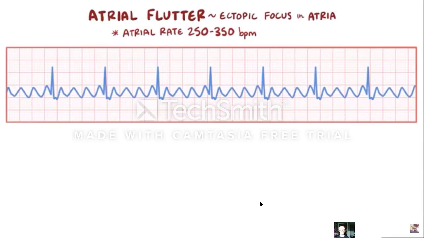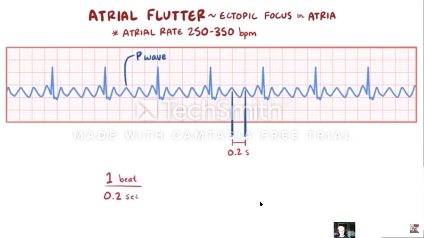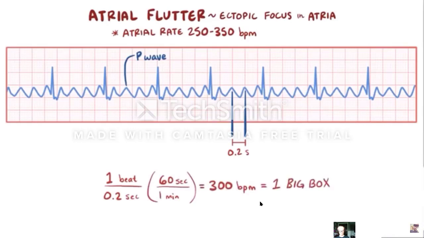To calculate the atrial rate, you can use the same methods as before, except you look at P waves instead of R waves. If one P wave starts on a heavy line, and the next P wave starts on the next heavy line, or 0.2 seconds later, then again you've got 1 beat for every 0.2 seconds. And multiplying by 60 seconds in a minute, you get 300 beats per minute. You could also remember that nifty trick where 1 big box is equal to 300 beats per minute.